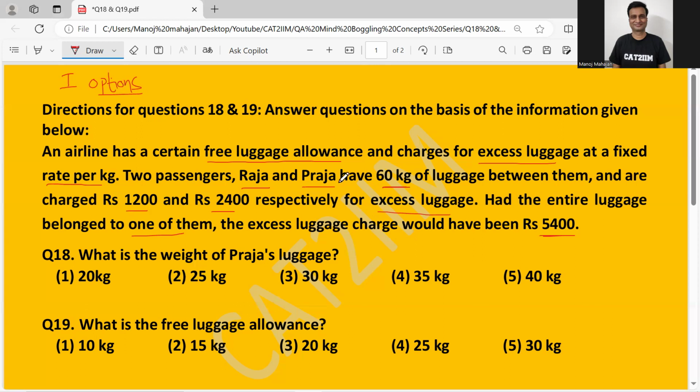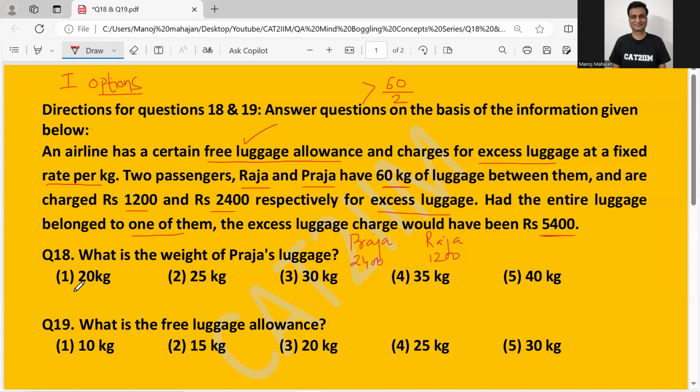See, Praja is paying how much? 2400 for the excess luggage. And Raja is paying how much? 1200 for the excess luggage. That is after removing the free luggage allowance. Now, one thing is very sure: the total weight between them is 60 and Praja is paying more. So the weight with Praja would be more than half of 60, which is more than 30, because the payment done by Praja is more. So definitely Praja must have more than 30 kg of weight.